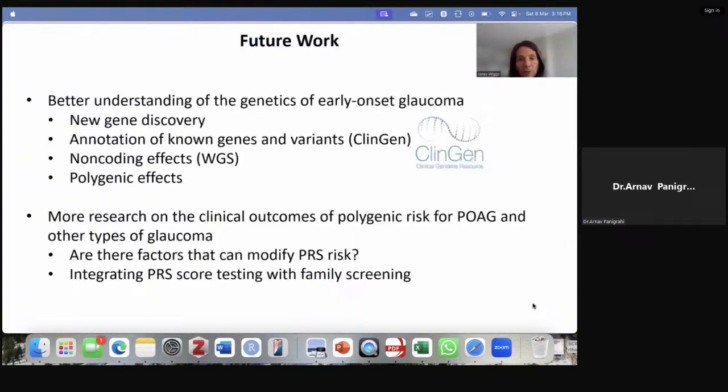There's a lot of future work that we need to do for early onset glaucoma patients and for adult onset glaucoma patients for polygenic risk testing. We need new genes. We need to understand factors that can modify risk. And it would be interesting to integrate polygenic risk score testing with family screening.